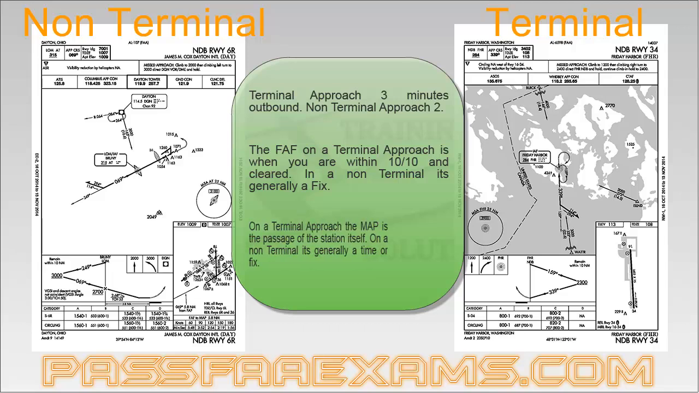And the third thing is that the terminal approach's missed approach point is the passage of the station itself, while on a non-terminal approach, it's usually again a time, a distance, a radial, a fix. And now that you know that, let's actually go and shoot this approach.